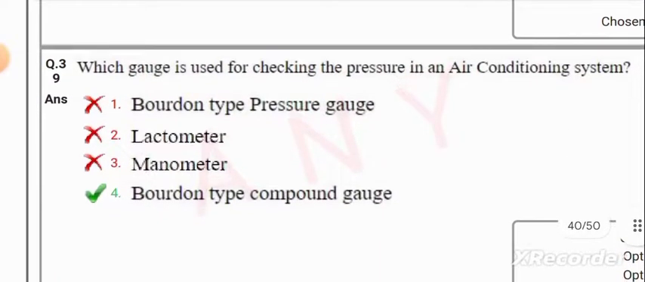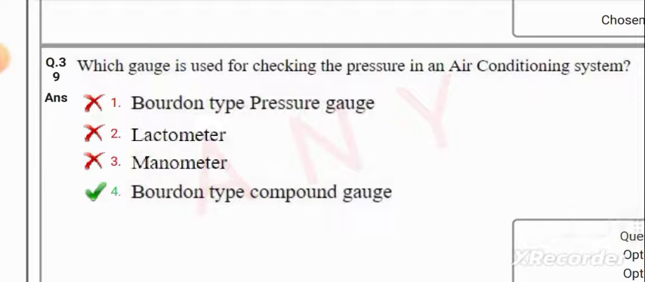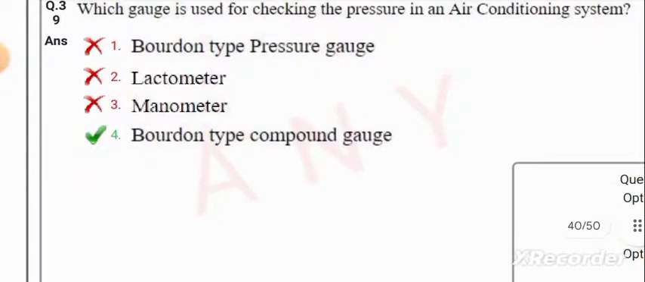Which gauge is used for checking the pressure in an air conditioning system? Bourdon type compound gauge.